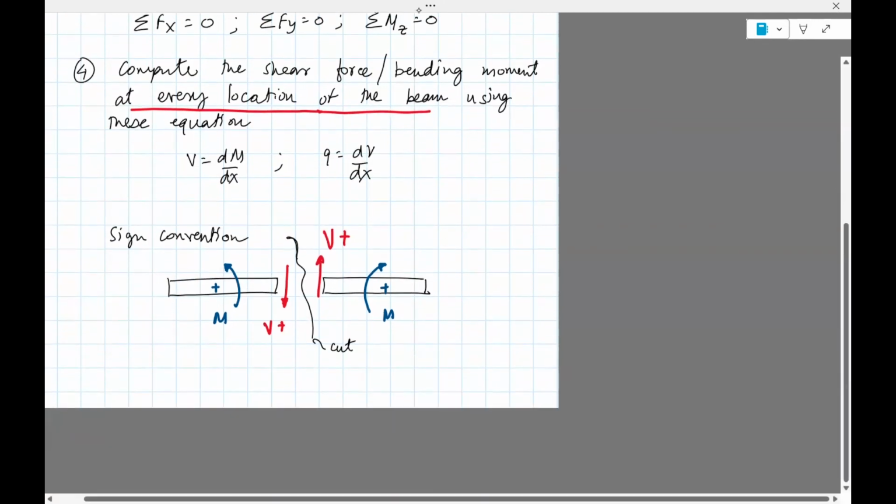So when we do this analysis, we'll see that there are two ways to go about it. You can start from the left and keep moving to the right, or you can start from the right and keep moving to the left. Okay, I'll stop here. I'll do a problem next time on the shear force bending moment diagram.